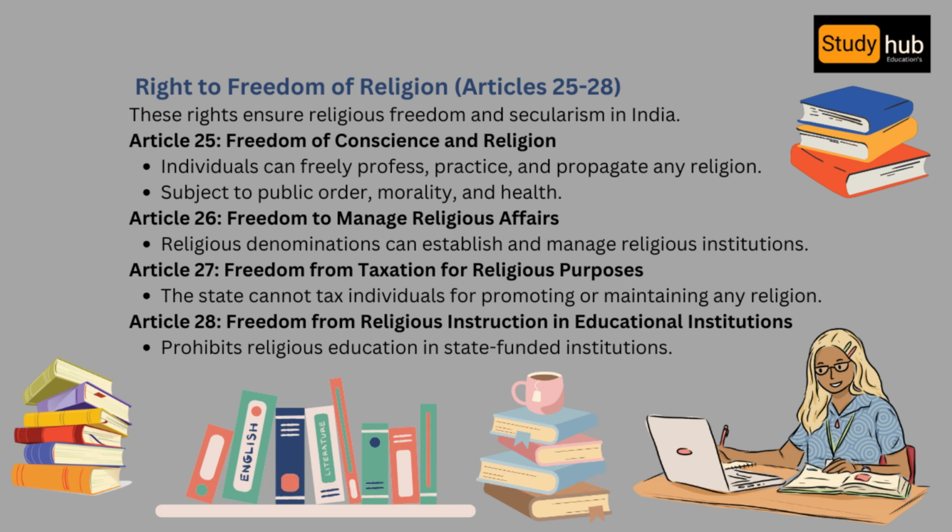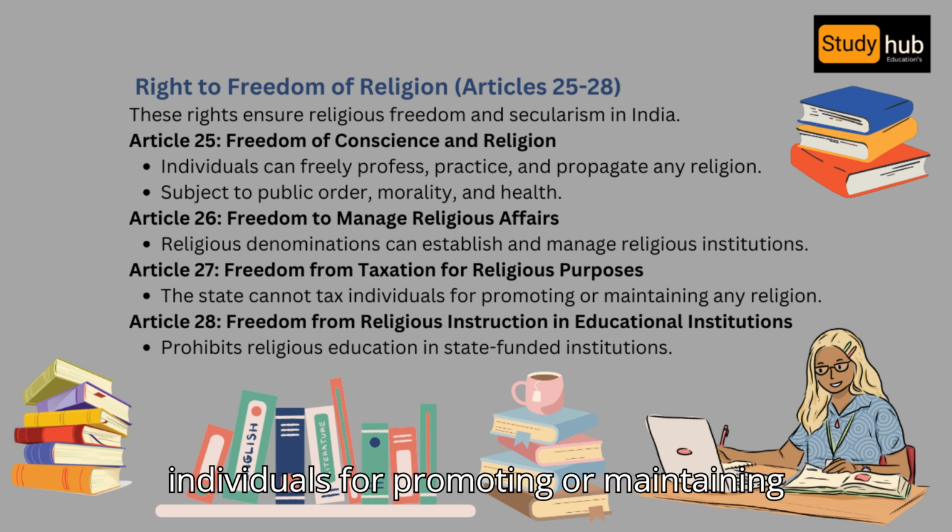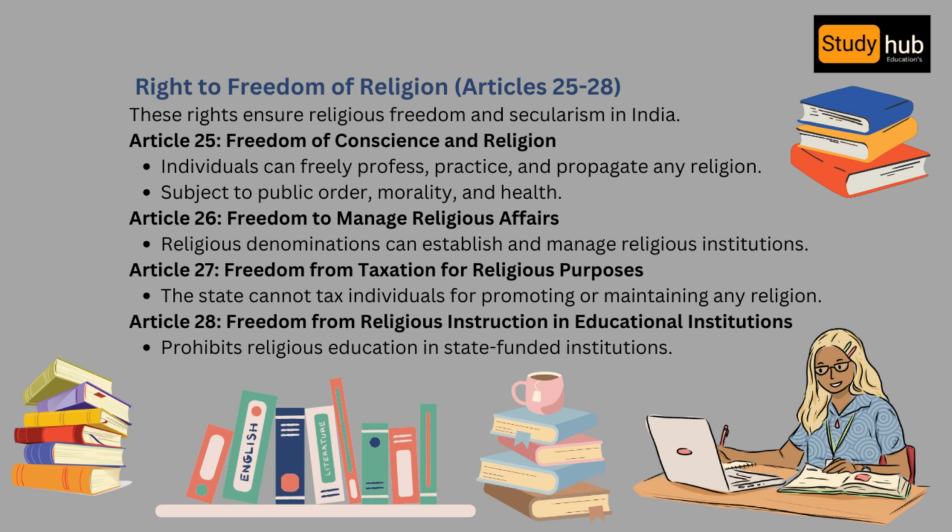Article 27, Freedom from taxation for religious purposes. The state cannot tax individuals for promoting or maintaining any religion. Article 28, Freedom from religious instruction in educational institutions. Prohibits religious education in state-funded institutions.